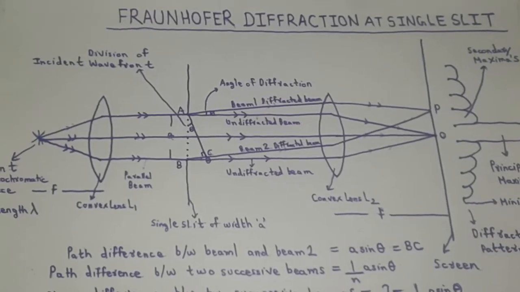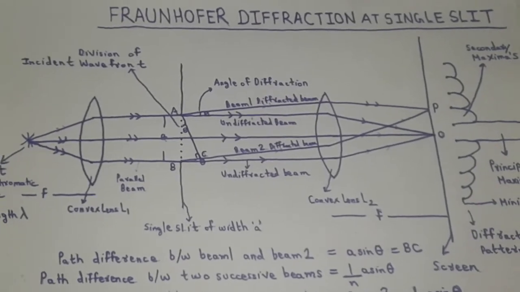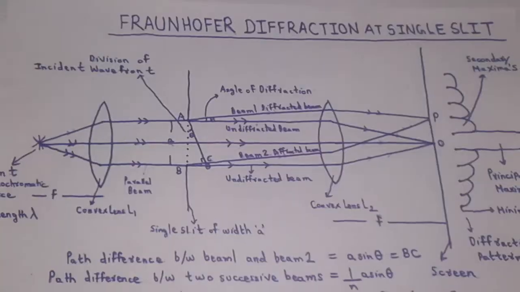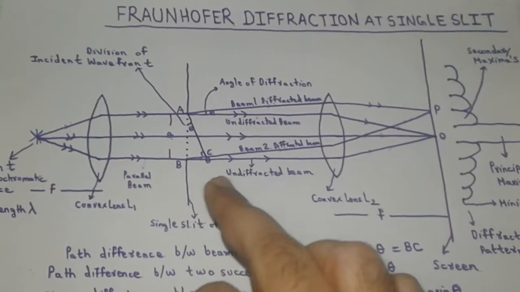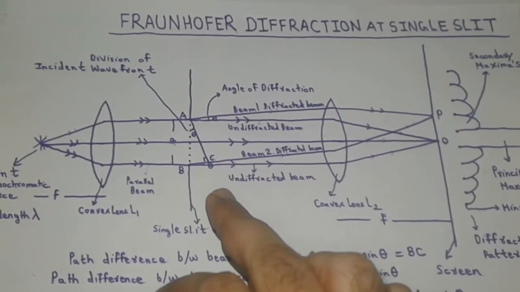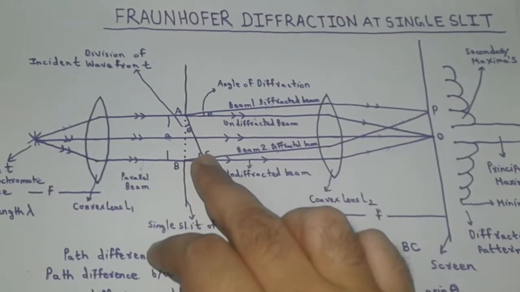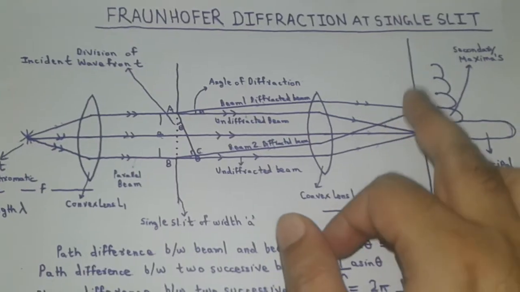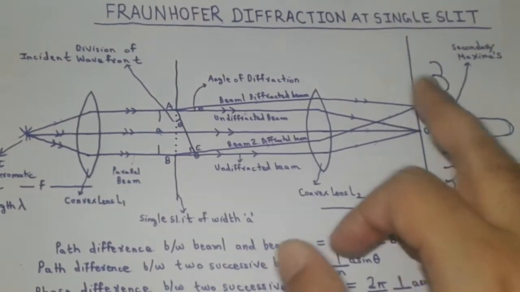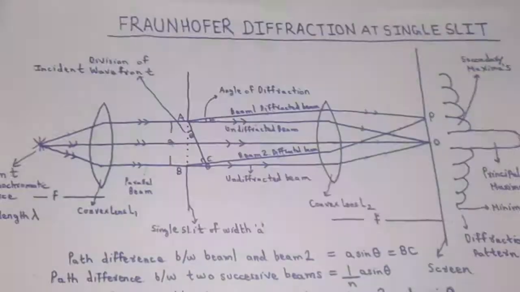Students, today we will learn Fraunhofer diffraction at single slit. Before this, we must understand what is diffraction. The bending of light round the corners of an obstacle and entering into its geometrical shadow is called as diffraction.